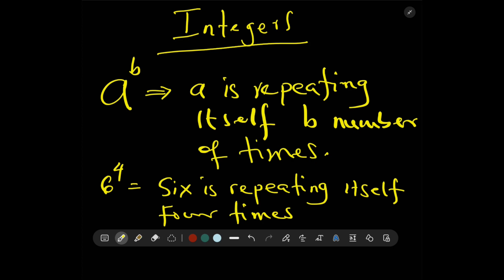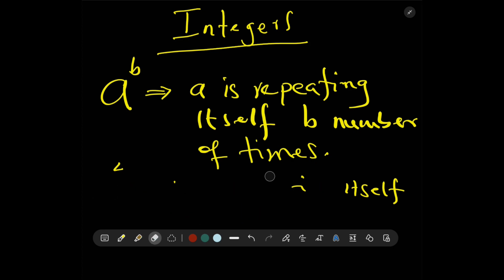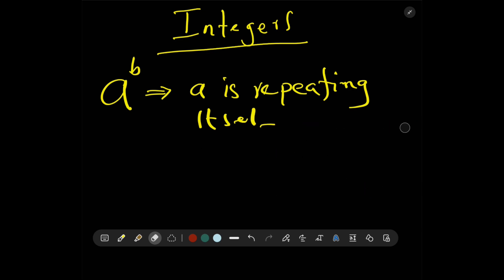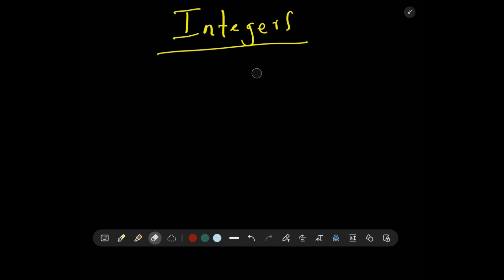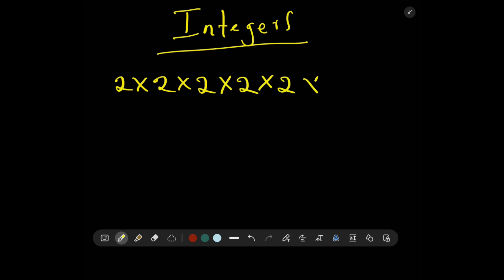So now we're going to go to example 3. Next example, say we have a simple one. We have 2 times 2 times 2 times 2 times 2 times 2 times 2. So what is the number that is repeating itself? We have 2 repeating itself over and over again, so we're going to write 2. How many times is 2 repeating itself?